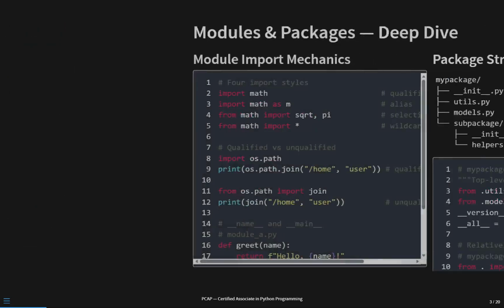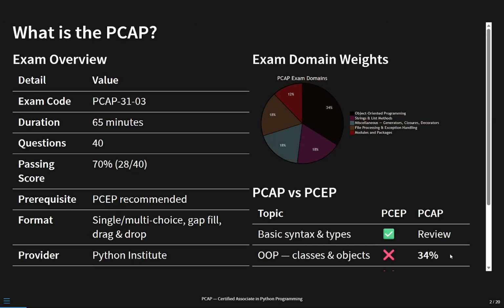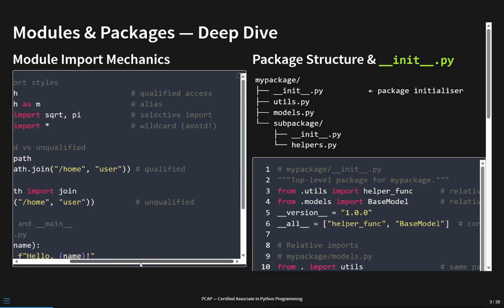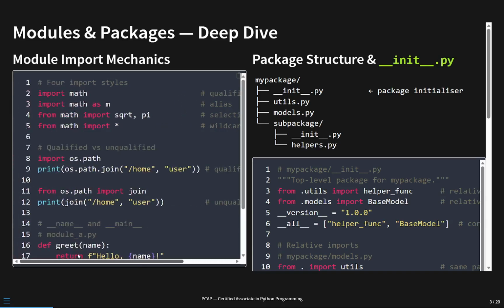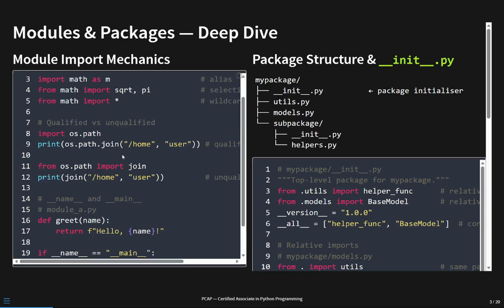Modules and packages are 12% of the exam, but they underpin everything else. You can't write real Python without understanding the import system. The 4 import styles. import math: everything accessed with the math. prefix, math.sqrt, math.pi. import math as m aliases the module name for brevity. from math import sqrt, pi brings specific names directly into the current namespace, no prefix. from math import *, imports everything, but avoid this in production. It pollutes the namespace and makes it impossible to tell where a name comes from.